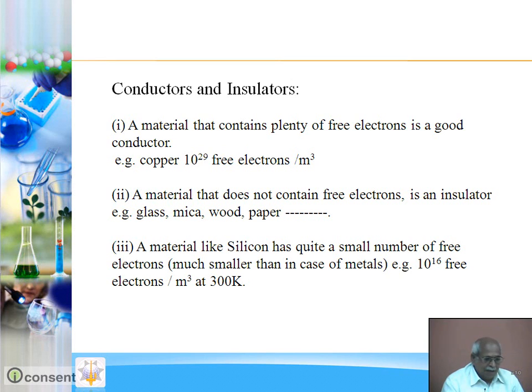Therefore, in order to obtain an electric current, what is necessary? One thing, of course, potential difference. But then, what is necessary is motion of free electrons. So, free electrons must be there. Unless there are free electrons, there cannot be any motion, even though there is potential difference.